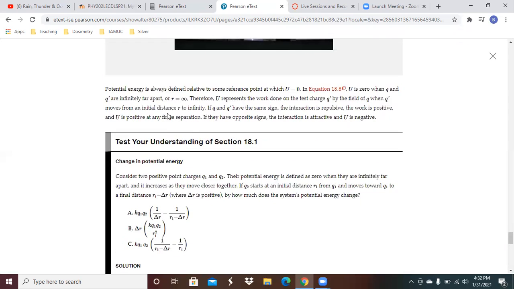So potential energy is always defined relative to some reference point at which the potential energy is zero. In equation 18.8, potential energy is zero when Q and Q prime are infinitely far apart. Therefore, U represents the work done on the test charge by the field of Q when Q prime moves from an initial distance r out to infinity. If they have the same sign, the interaction is repulsive and the work is positive, and U is positive at any finite separation. If they have opposite signs, then the interaction is attractive and U becomes negative.